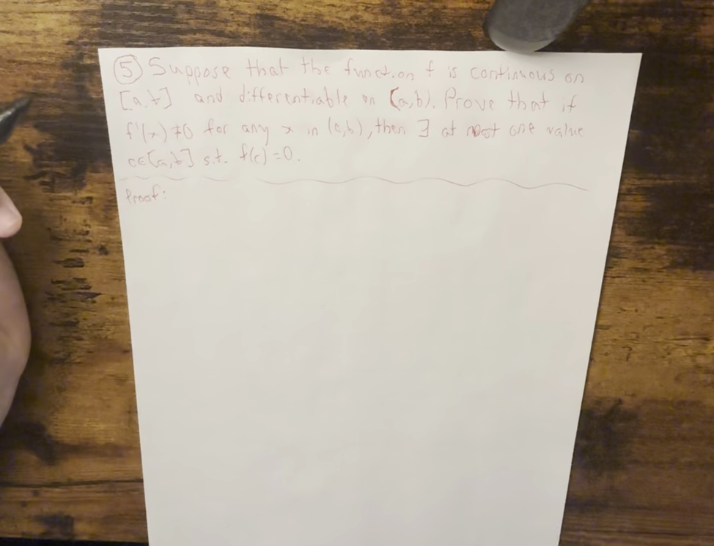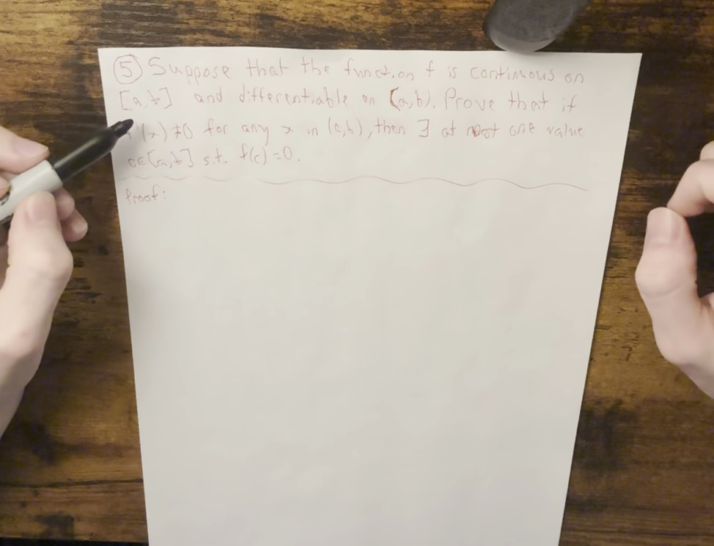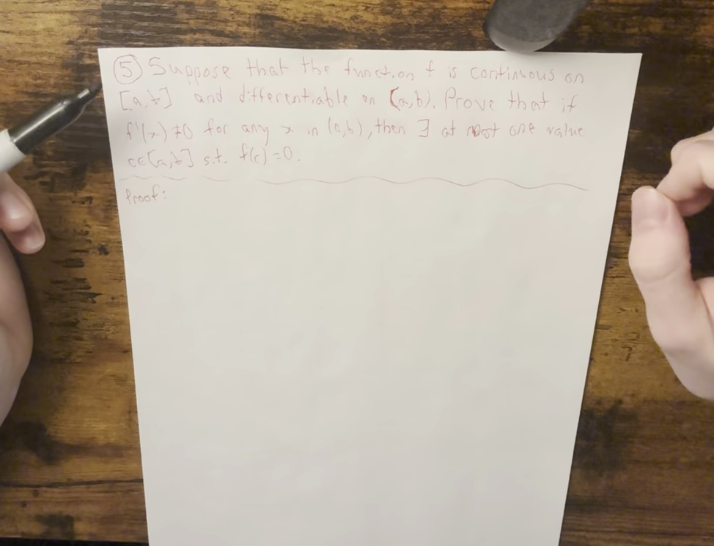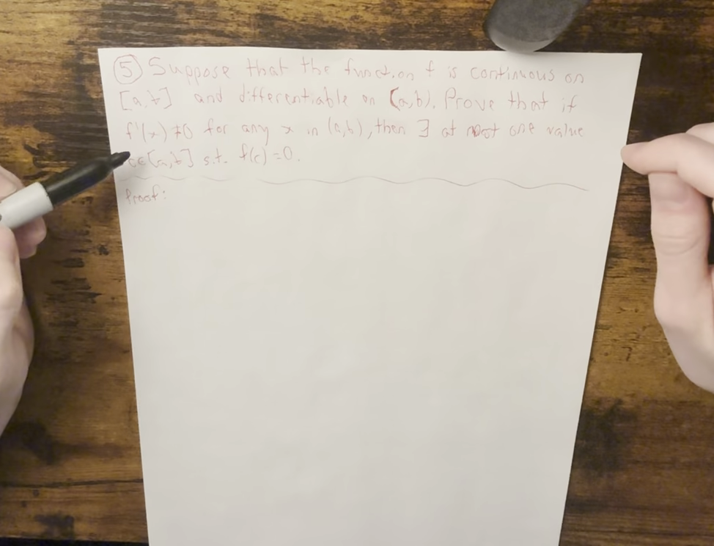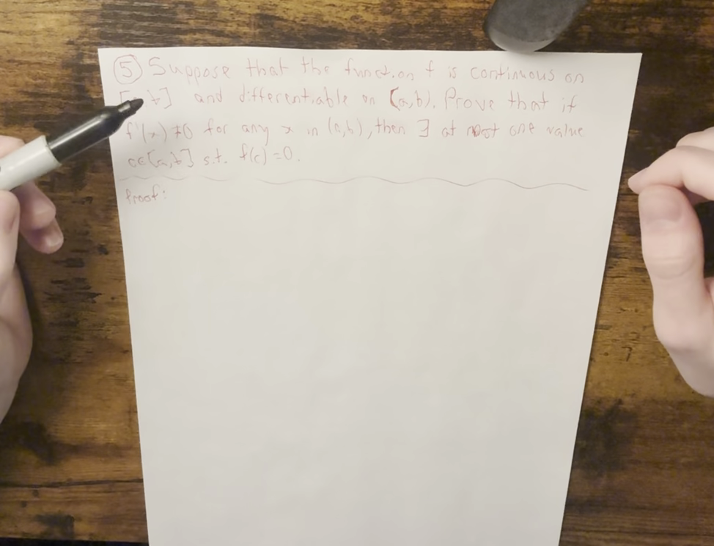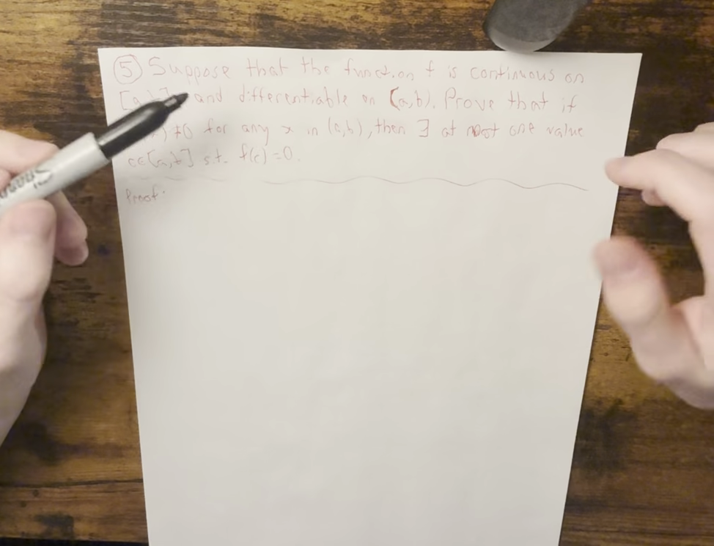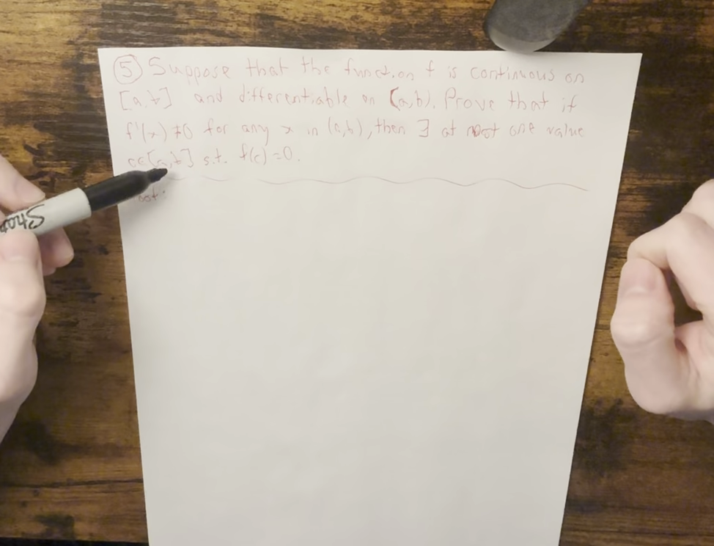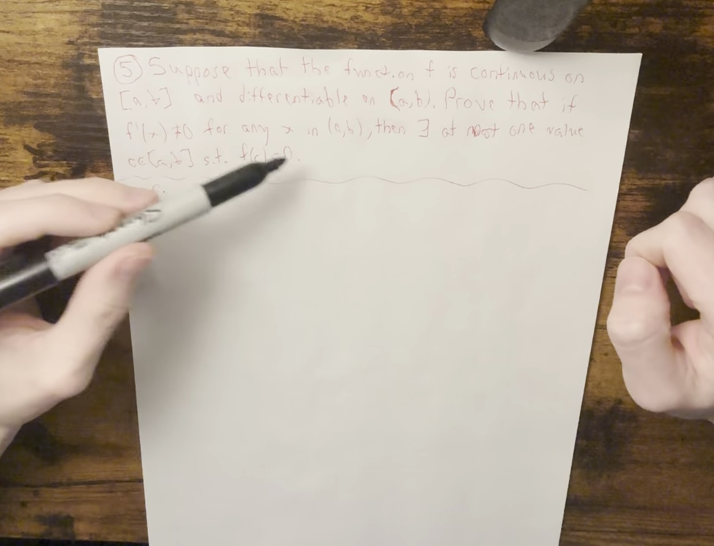Okay, suppose that the function f is continuous on the closed interval from a to b and differentiable on the open interval from a to b. Prove that if the derivative of f is never 0 for any x in (a, b), then there exists at most one value c from a to b such that f of c is equal to 0.